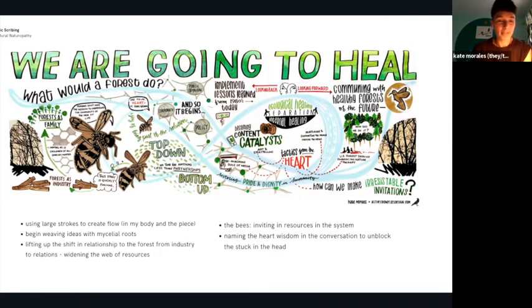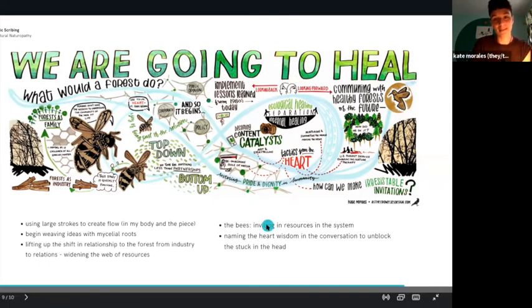The bees I put in really big. That was an example of bringing in external resources, when the conversation was, how do we do this? What do we need? What will it take for us to do this? The bees, the way that bees live communally in a hive, everyone with a role, the way that they dance as communication, were the metaphor that opened up resource to support that process.